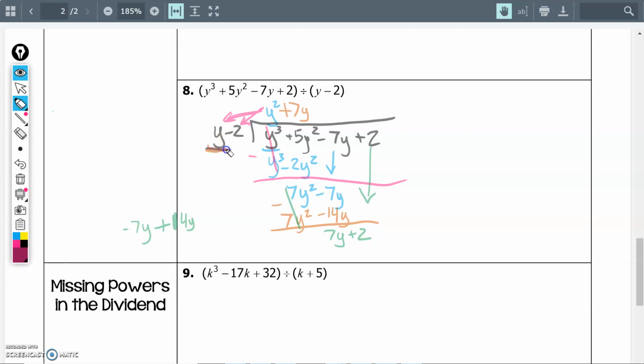What do we have to multiply y by to make it into a 7y? Multiply by 7, positive 7. Do this multiplication again. So 7 times y, 7y. 7 times negative 2 is negative 14. Subtract again, those cancel. And we're left with a remainder of 16, because 2 minus negative 14 is 16. The way we write a remainder again is 16 over the y minus 2.